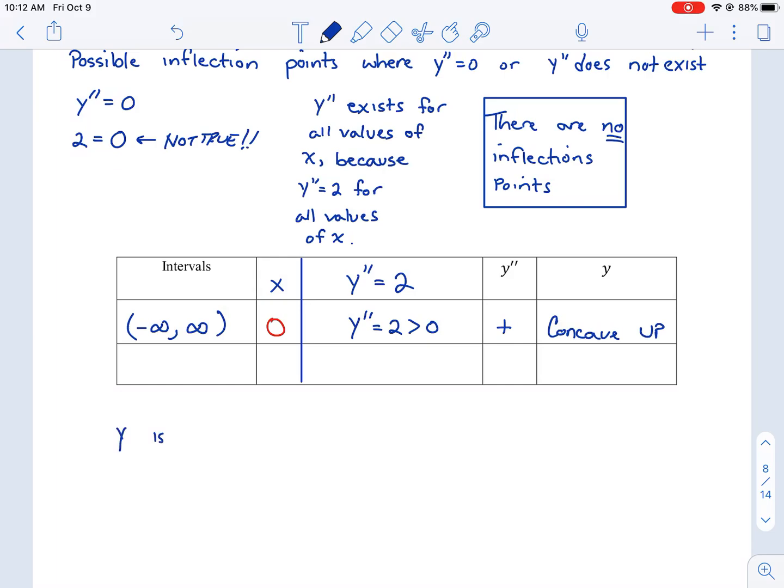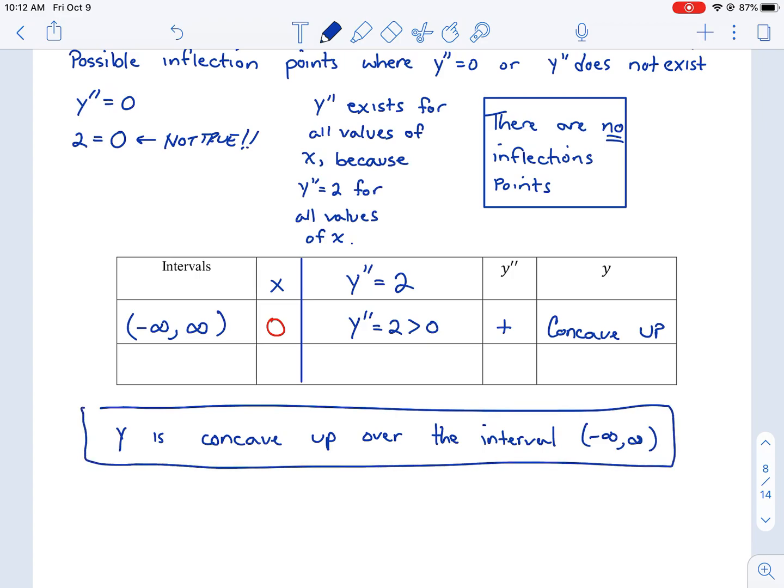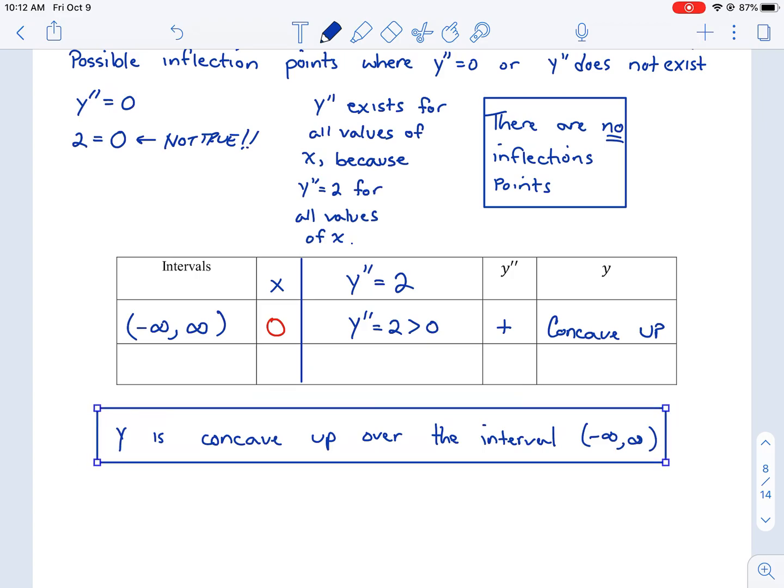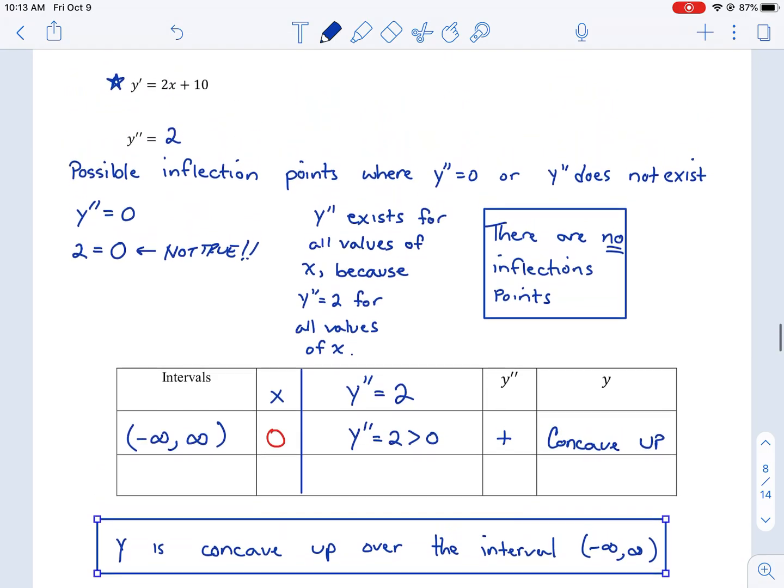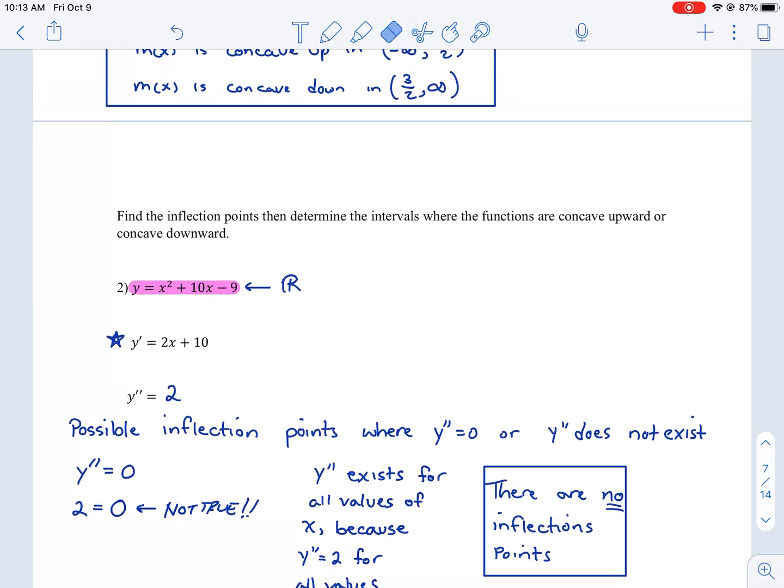So y is concave up over the interval -infinity to infinity. Basically for all real numbers. And that should come as no surprise, because if we take a look at the graph of this quadratic function here, this is a parabola that opens upwards. So that parabola is going to be concave up over the entire domain of the function.